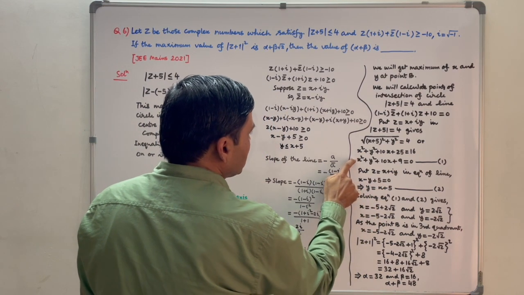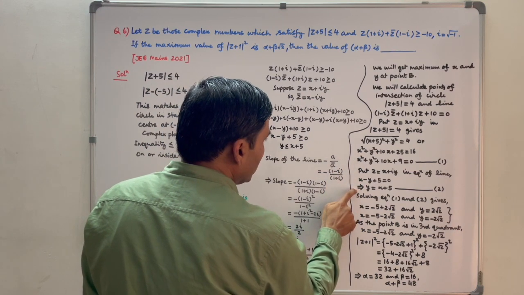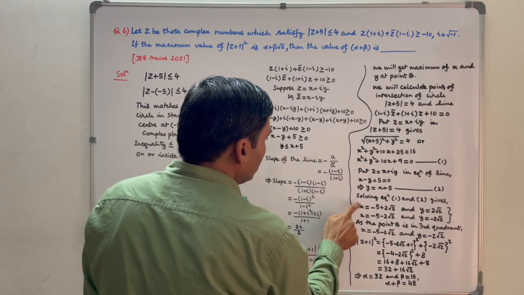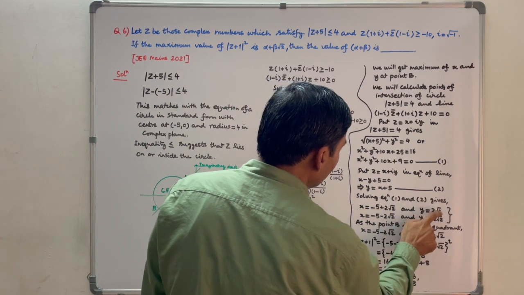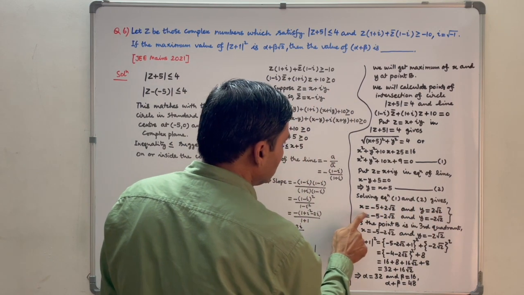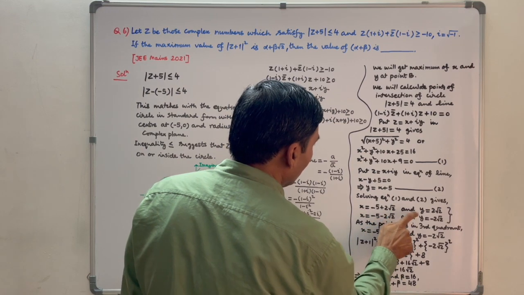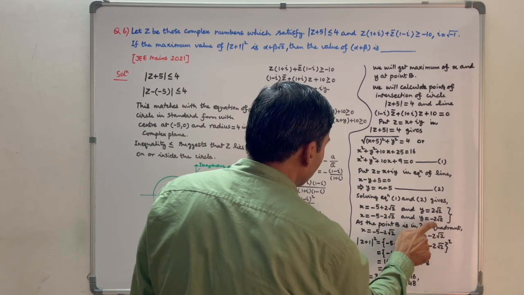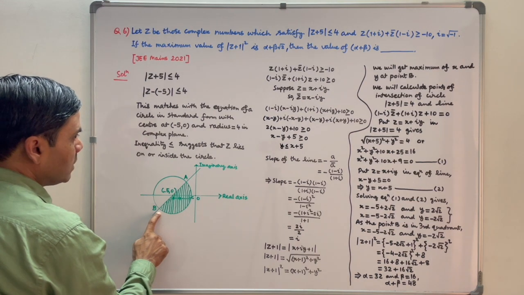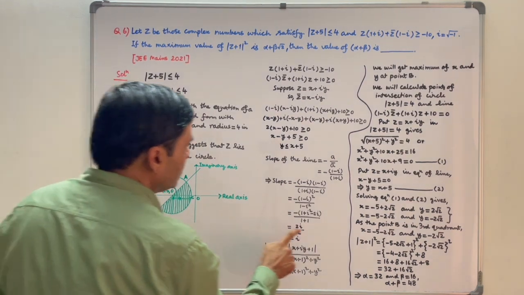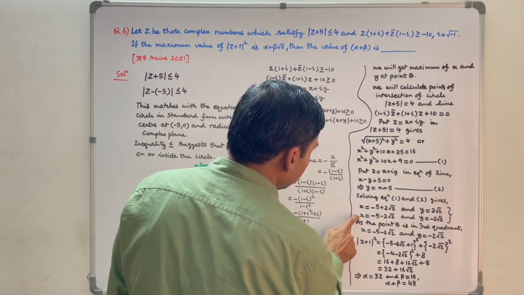We can solve equation 1 and equation 2 to get 2 points. When x = −5 + 2√2, y = 2√2, and when x = −5 − 2√2, y = −2√2. Since point B is in the third quadrant, x and y both will be negative. So we will consider the second point.